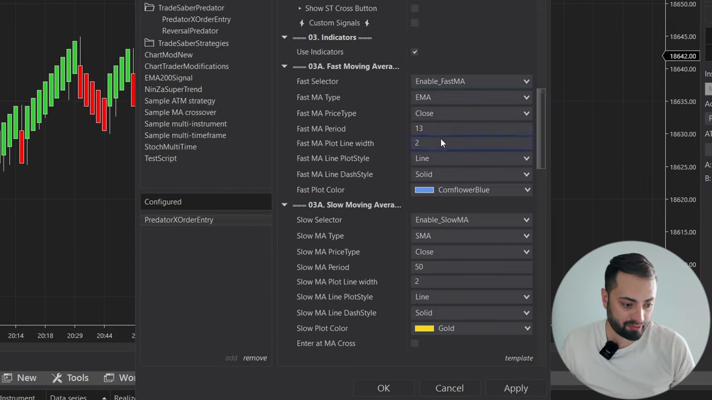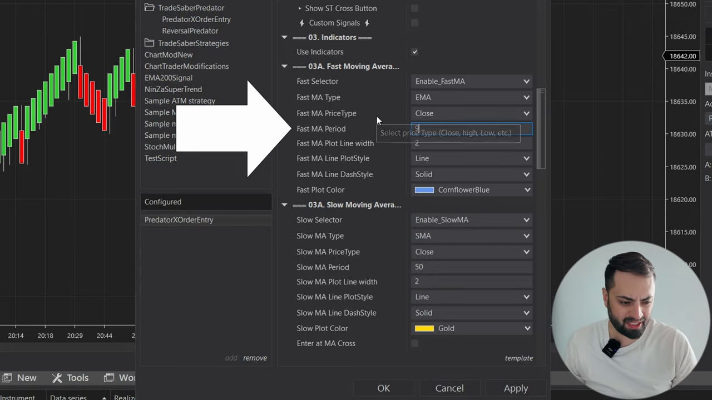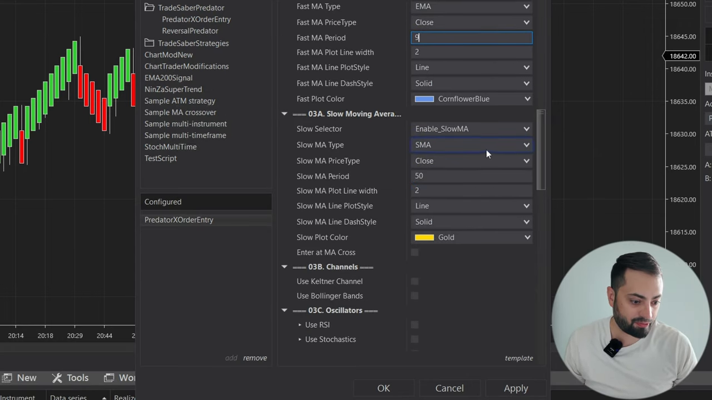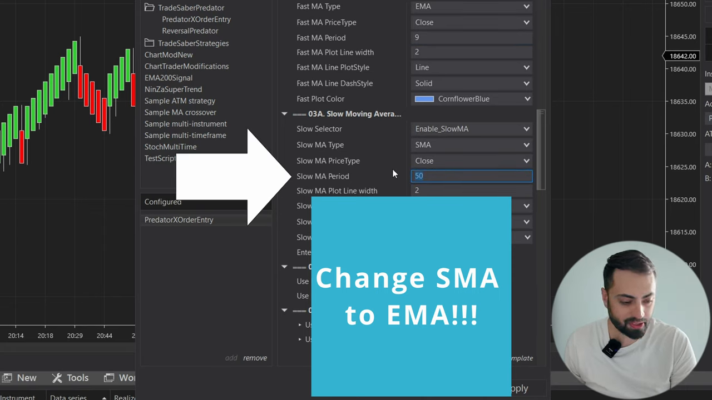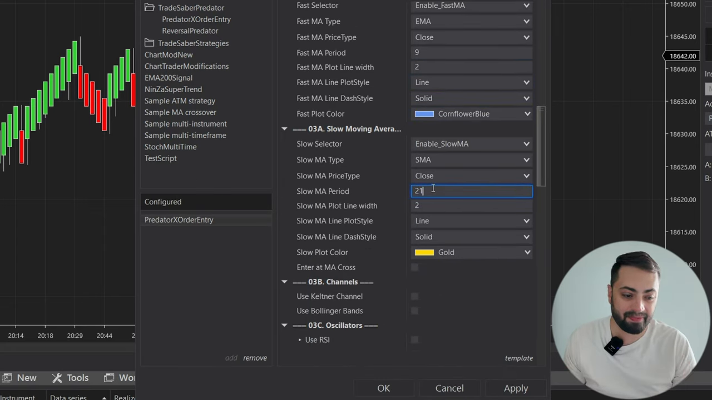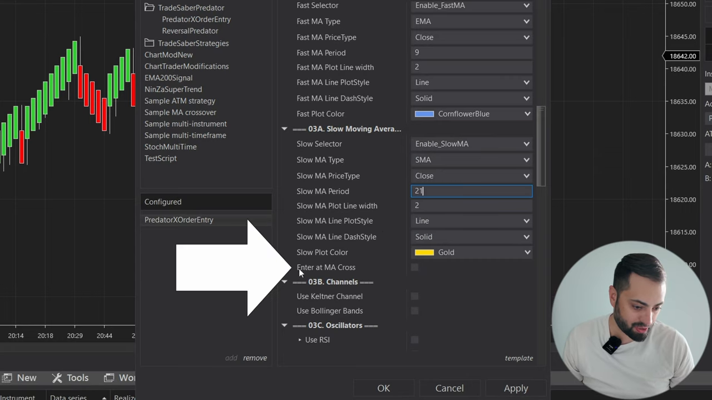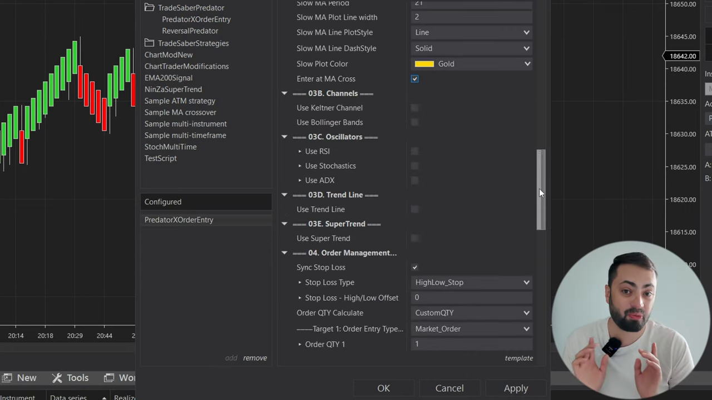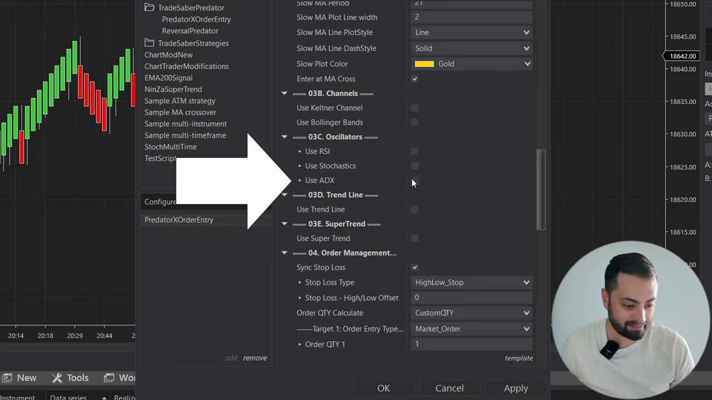So first we have our EMA, and I changed this to a period of 9. And then for the slow one, I was using a 21. So when the 9 EMA crosses the 21, that is when we enter at the MA cross. So make sure we have this selected. Now we scroll down to our oscillators and we select the ADX.